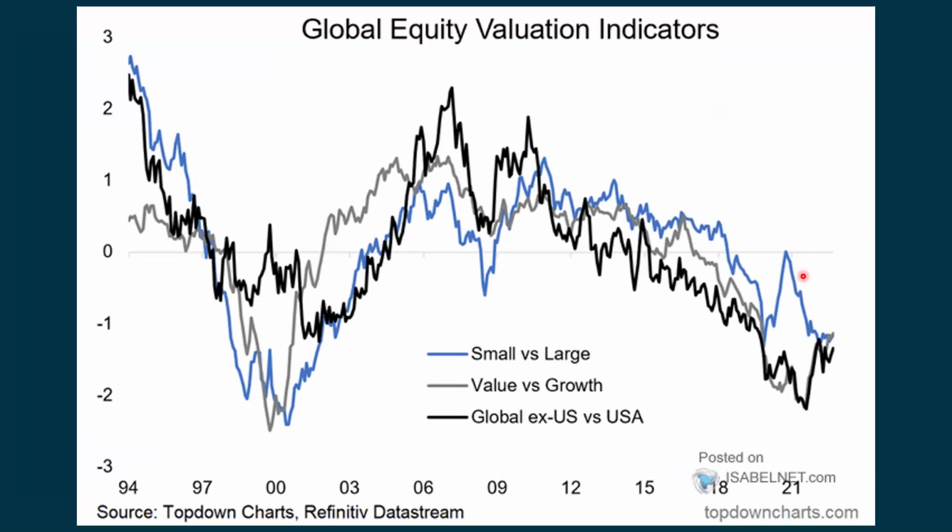Global equity valuation indicators show that after really climbing up and then decreasing, we're seeing a little bit of improvement with the small cap when you compare it to large cap. The value growth continues to show that value is outperforming growth. And then if you take non-U.S. stocks against the U.S., that's the black line here, we're seeing a little bit of improvement, and that's why you're hearing a bit more buzz about getting into other markets outside of the U.S.